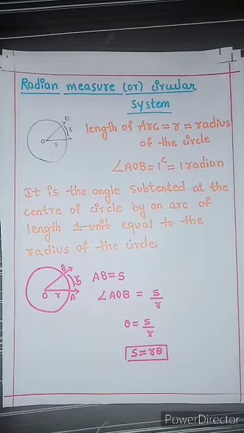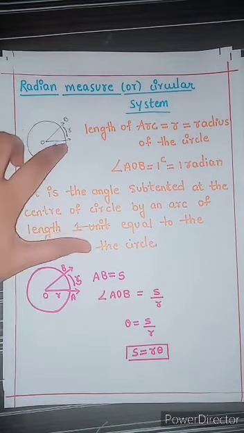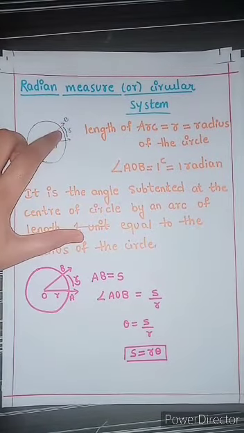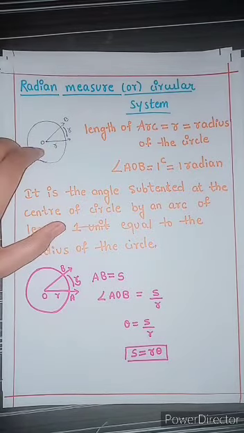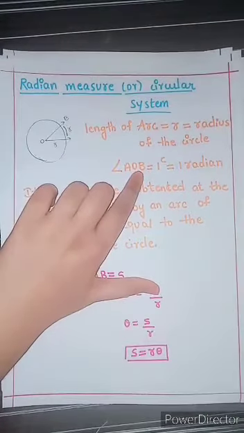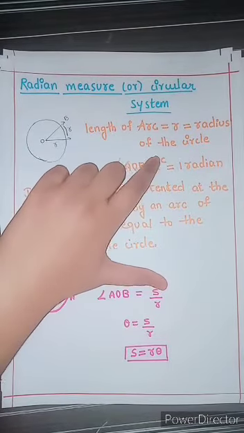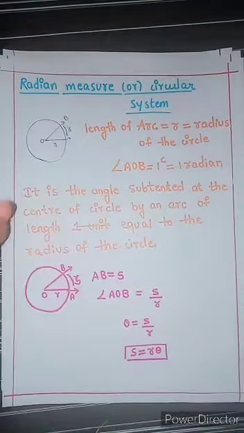And now let's discuss radian measure, the circular system. In the circular system, the unit of measurement of angle is radian. Radian is the SI unit of measurement of plane angle. So consider a circle, with points A and B, where the length of arc AB is R, which is equal to the radius of the circle. So here angle AOB is equal to 1 radian. Here radian is denoted by one small c upon it.